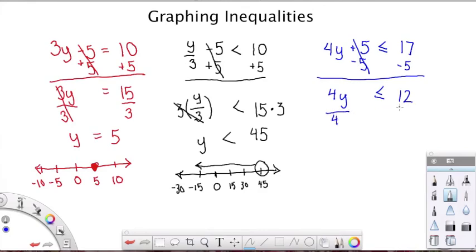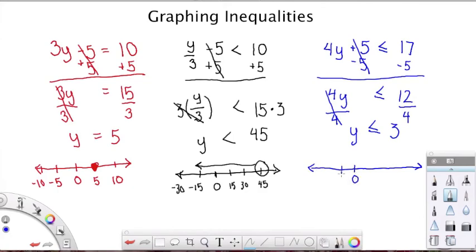And what we do to one side, we must do to the other side. So the 4's cancel each other out. I'm left with y is less than or equal to 12 divided by 4, which is 3. Now let's graph this one. Here we have our number line. Okay, and I'll put 0 right about here.